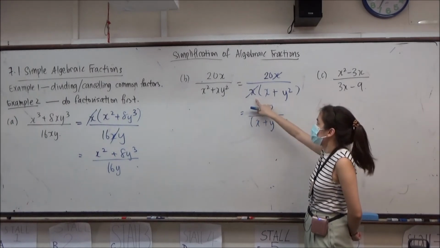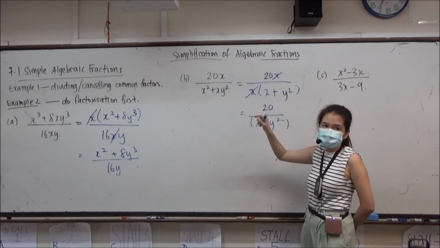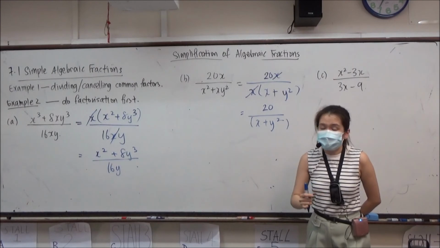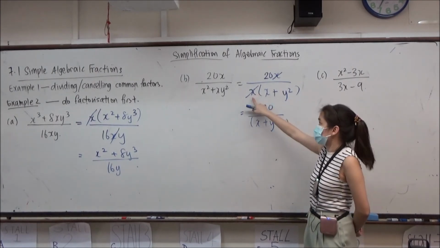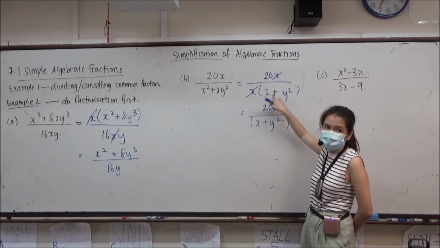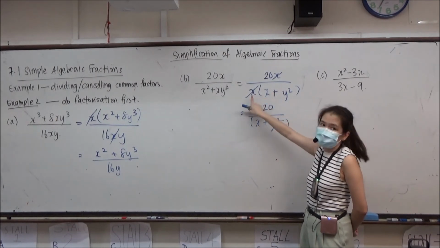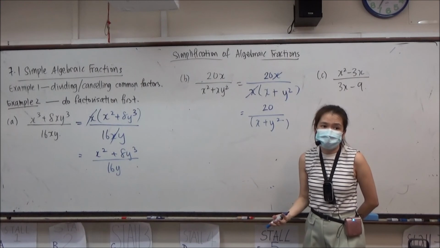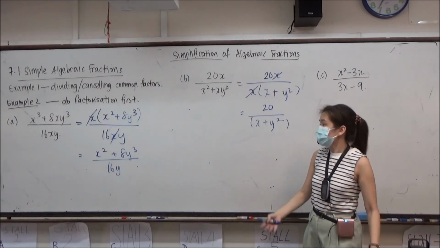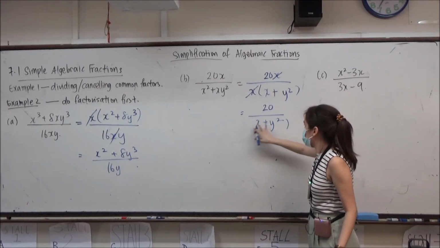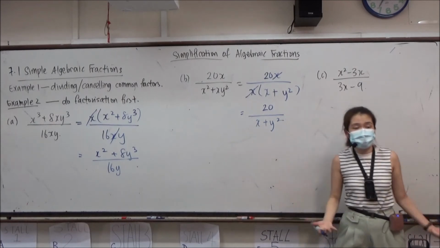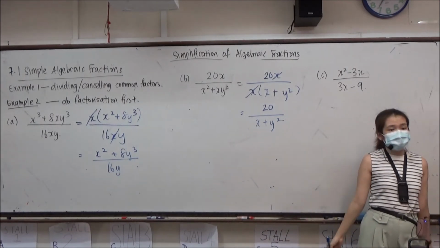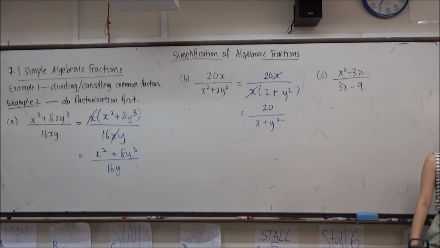Okay? Because the idea of the brackets over here is to serve as a multiplication. Multiplication of what? Multiplication between x and x plus y squared together. So now that we have already cancelled away the x, the brackets serve no purpose anymore because they have nothing to multiply with. So I can just reduce my writing by removing the brackets. You can leave the brackets there. There's nothing wrong with it, but it serves no purpose.